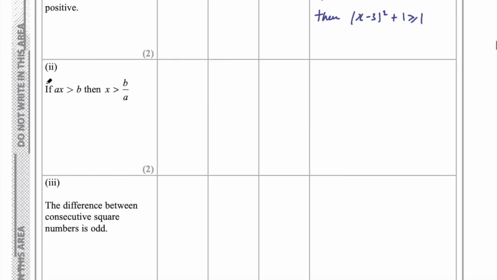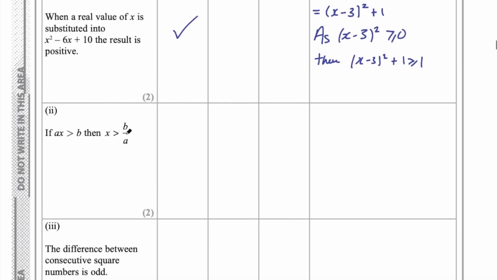The second statement is if ax is greater than b, then x is always greater than b over a. For this one, I just tried different values. I didn't try to prove it algebraically, so we could try some values for a and b. Firstly, I tried a negative value for a and a positive for b. So substitute those values into this first statement. So we've got minus 1x is greater than 1. So for this to be true, x needs to be a negative number, less than minus 1.